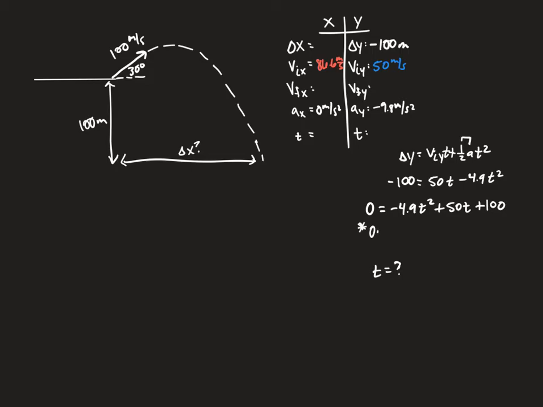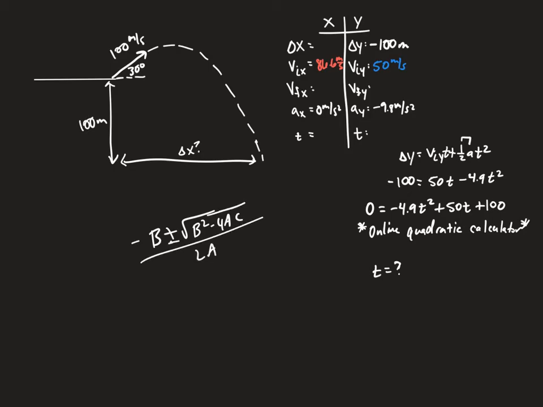Well, at this point, in my notes, I would probably just write, let's use an online quadratic calculator. Because I want to use the quadratic formula, which if we remember, was opposite of b plus or minus square root b squared minus 4ac over 2a. Solve that out, I would get time. This is all well and good. Let's use an online calculator that will do this for us.